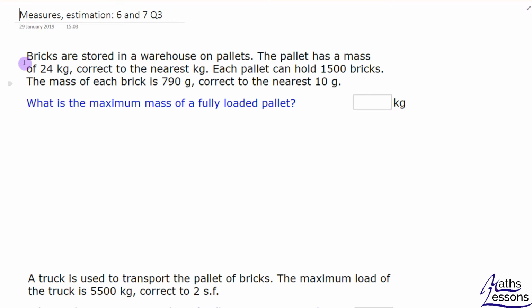Okay, let's move on to something a little bit more tricky. Try and do just the first part of one. I'll give you again a couple of minutes to have a go at that.